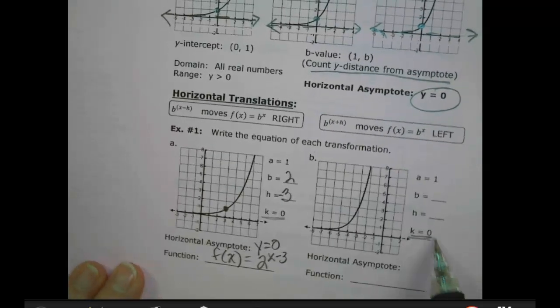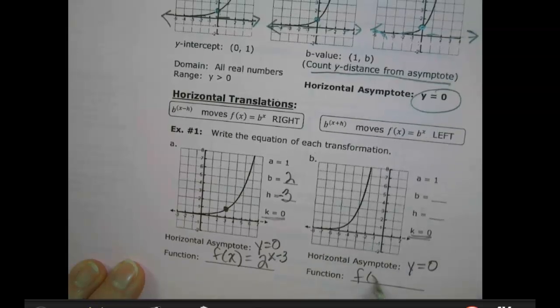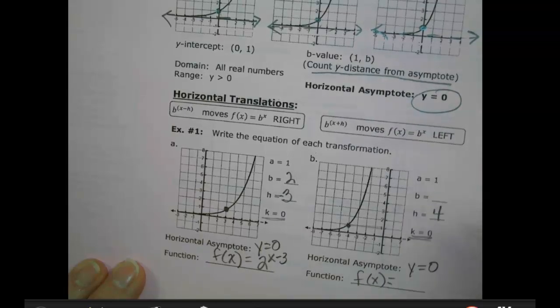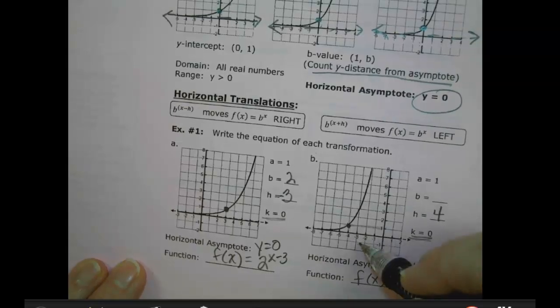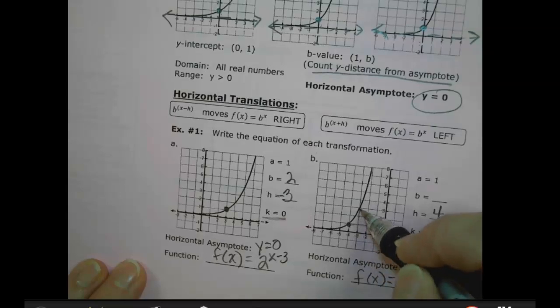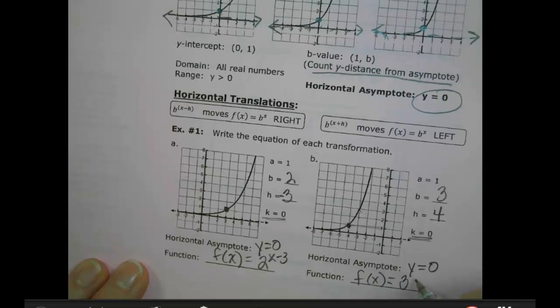I'm going to go to the next one. My asymptote is at y equals 0. My function, so first of all, here is off 1. So I moved this way 4. It's a liar, right? So it's not negative 4, it's positive 4. And then I want to count the distance from after this one, 1, 2, 3. So my base is 3. So I'm going to have 3 to the x plus 4.